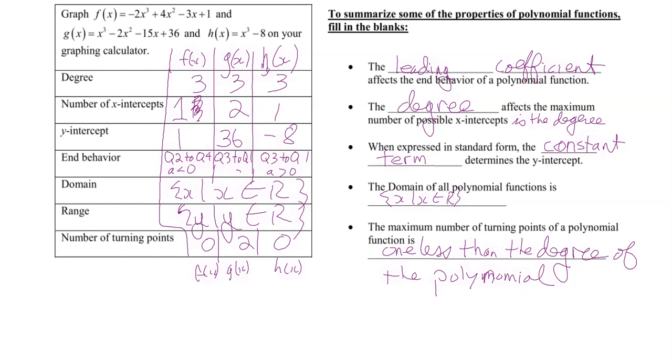Doesn't mean it has that. If it's odd, it could have no turning points, right? But if it's odd, it can't have one turning point. That'd be even. It can't have three turning points, right? Turn once, turn twice. Turn again, both ends would be going down. So it would have to be an even number of turning points.